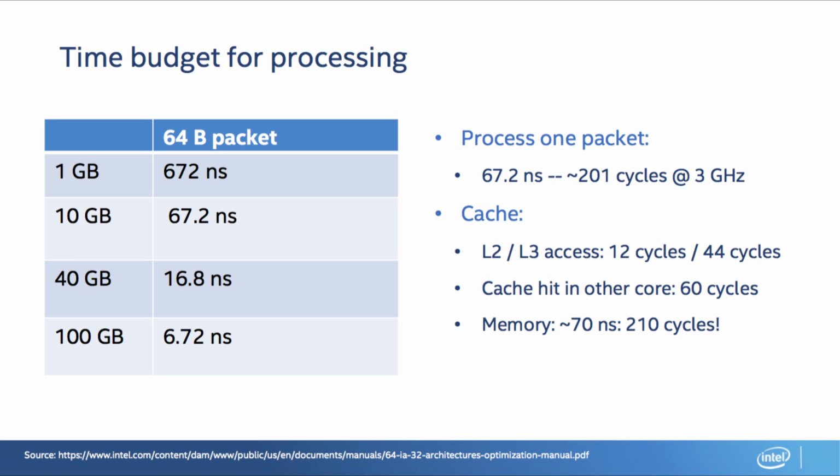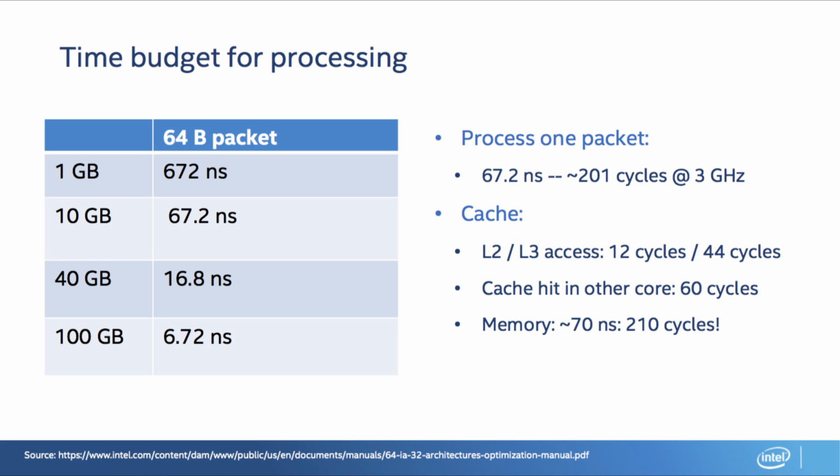So this slide basically shows some numbers on the time budget for packet processing. Now for a 10 GB NIC card, in order to maintain a 10 GB line rate throughput, through some calculations, we know that the time we can allot to process a packet is around 67 nanoseconds. And on a 3 gigahertz CPU, this would roughly translate to 201 cycles.